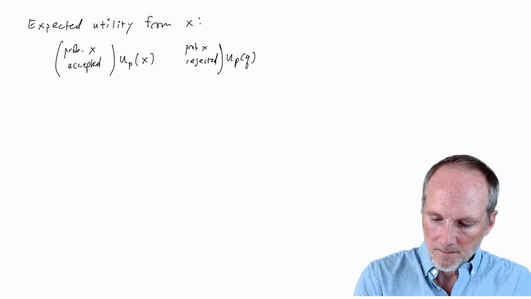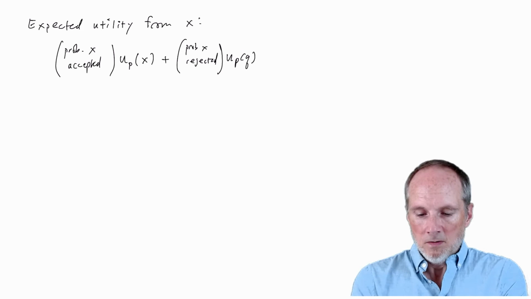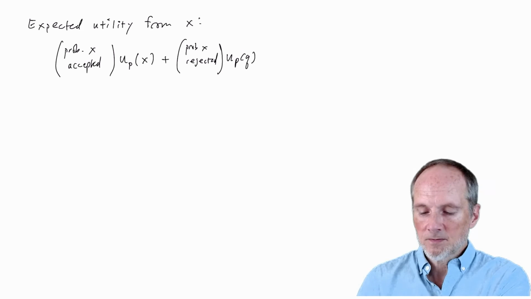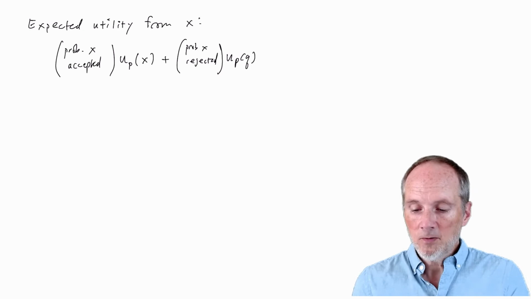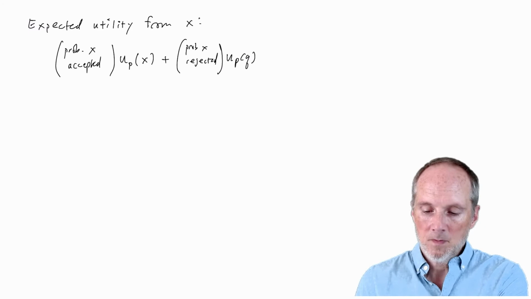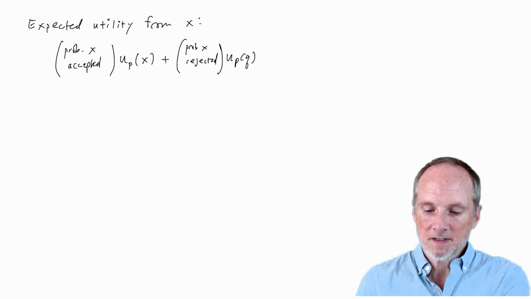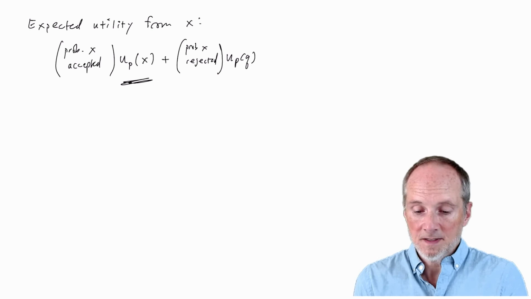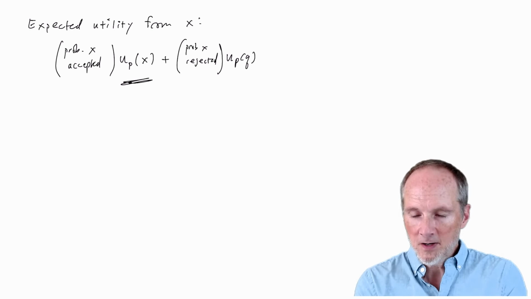So there's two outcomes. X can be accepted, in which case that's the policy that the politician obtains. Otherwise, it's rejected. The politician gets the status quo. So how do we evaluate the success of that, or the effectiveness of that proposal? We're going to use this expected utility idea. If X is a fantastic policy for the politician, that doesn't really matter if the probability it's accepted is very low. The politician has to factor in both things.